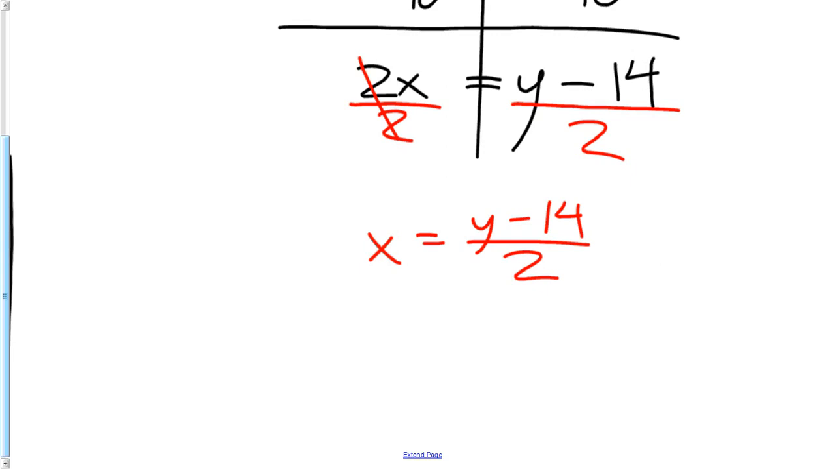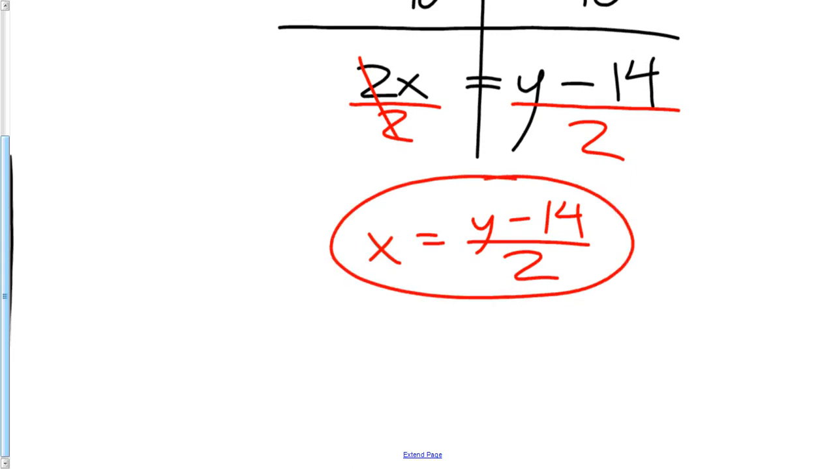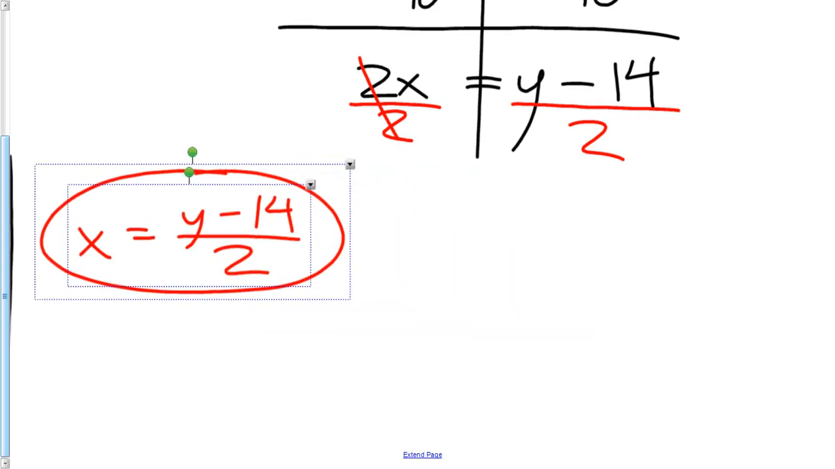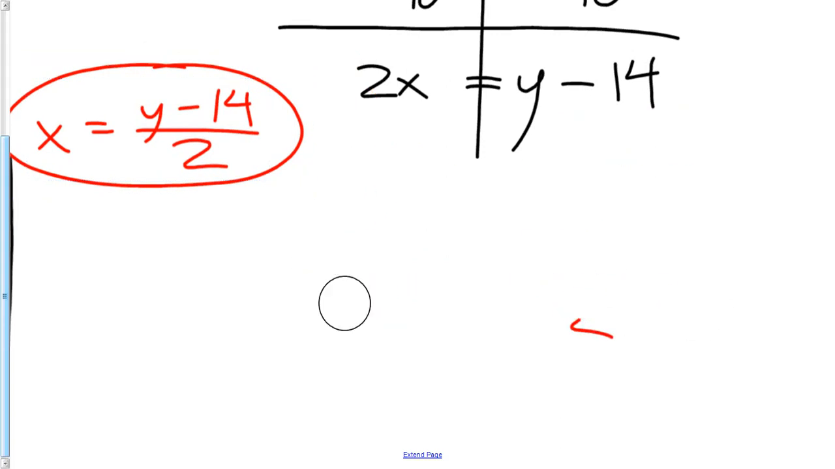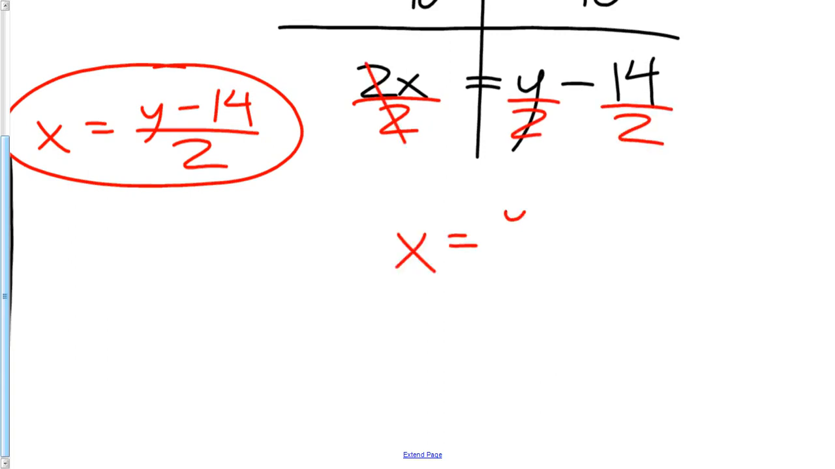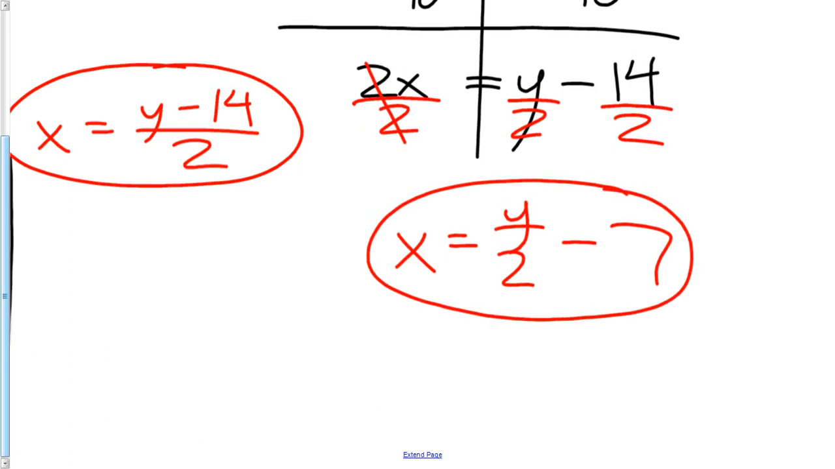Another possible answer could be if you divide by 2 and you take each term divided by 2, so you get x equals y divided by 2, and then minus 14 divided by 2, which is 7. That's another possible answer. So this is also an answer. You're going to get a few different options here.